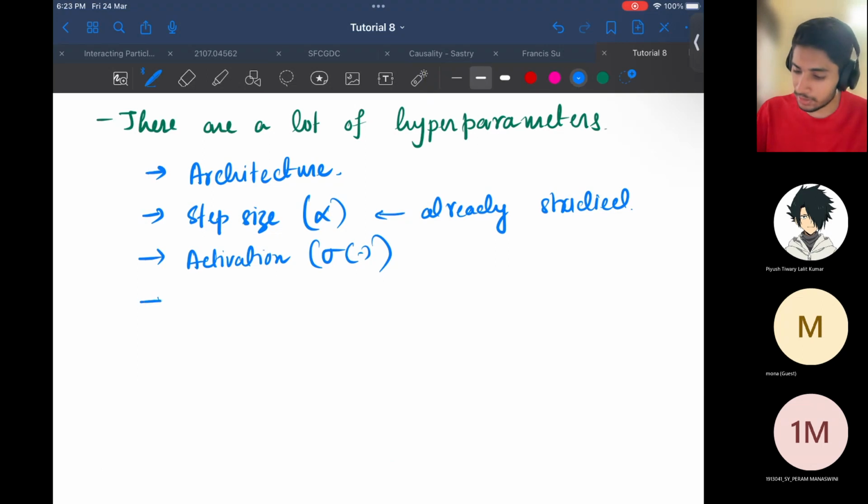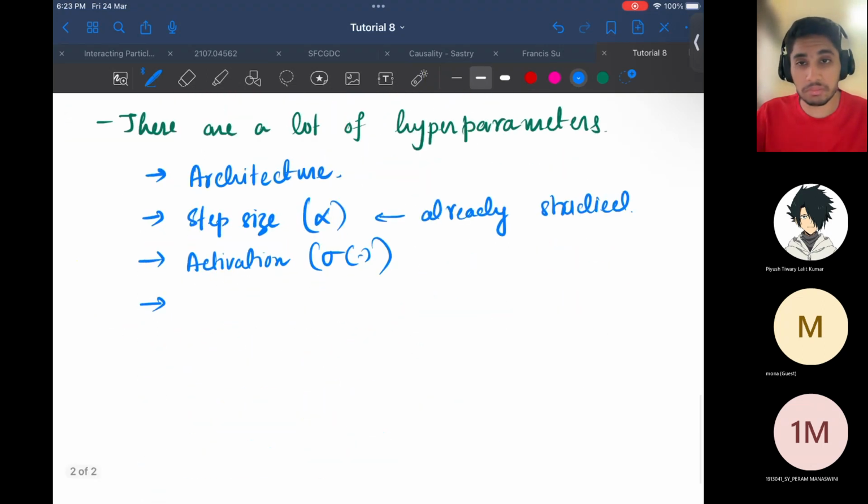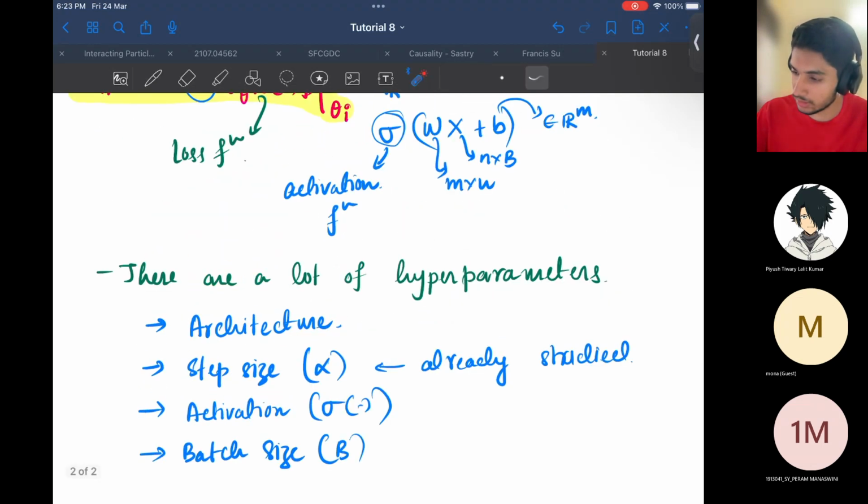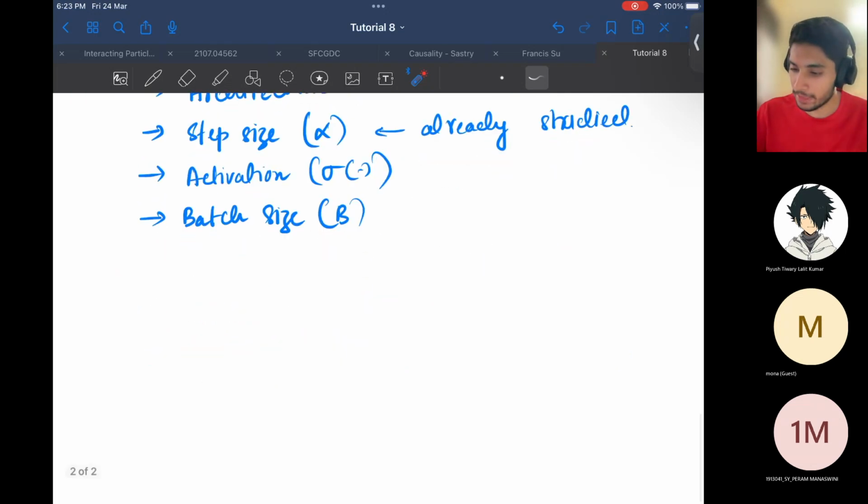And another hyperparameter, for example, could be batch size, let's say, which is B. So here we are using a batch size of B, right? So what should be my batch size? That is also something that is up to us. I can choose anything I want. So I have to be careful. Should I choose a large batch size? Should I choose a small batch size and stuff like that, right?